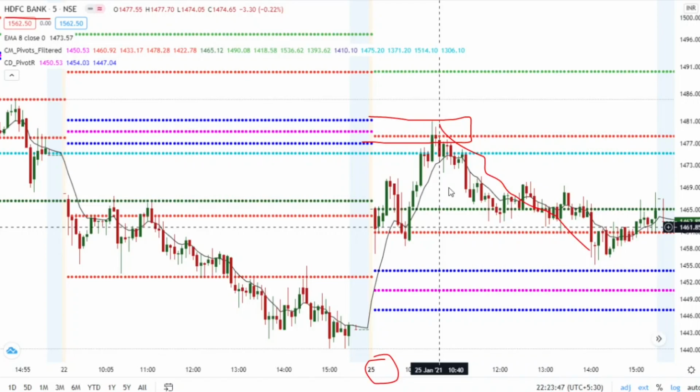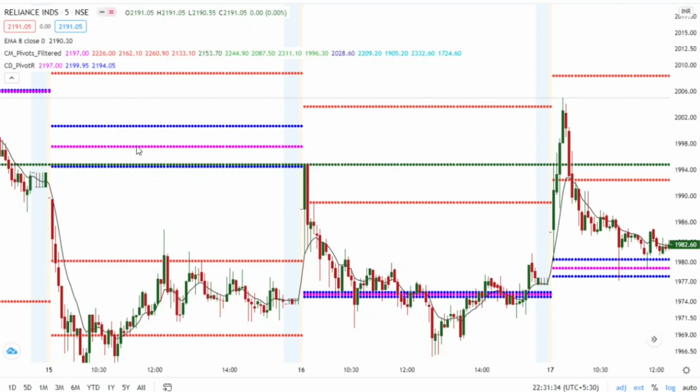This is the important factor of virgin CPR. Let us see another example. Here you can see the beauty of virgin CPR. On 15th, price didn't touch the CPR, so it became a virgin CPR. What I will do is extend it for the next day. I will mark this level before the market opening.